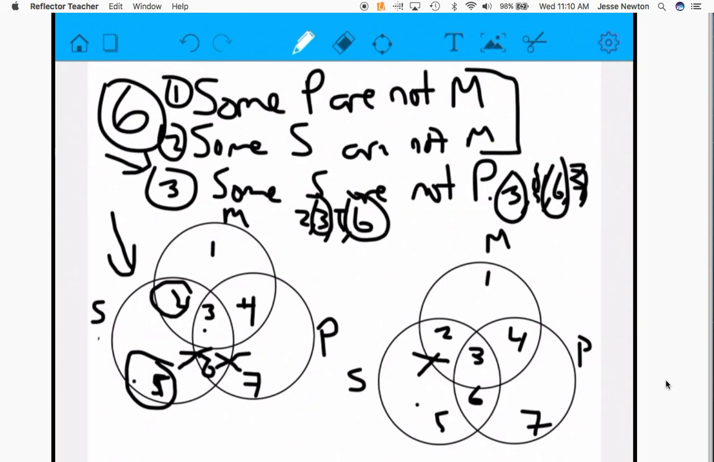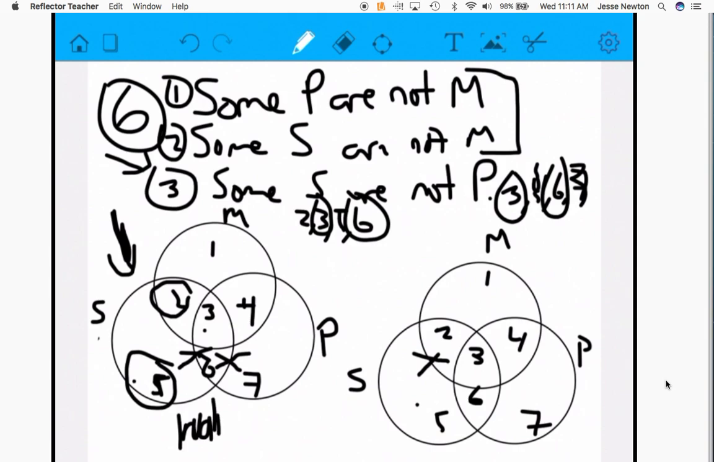Now the question is, does this diagram over here definitively put an X in 2? No, it's nowhere near 2. It doesn't have an X at all in 2. Does it definitively put an X in 5? And the answer is no. And so for that reason, this argument is invalid.